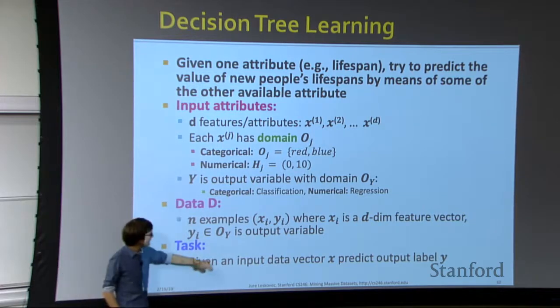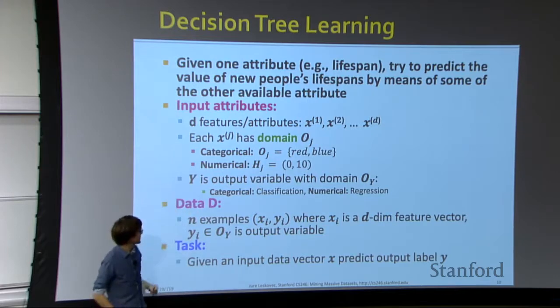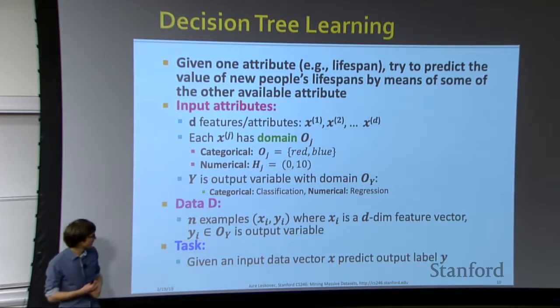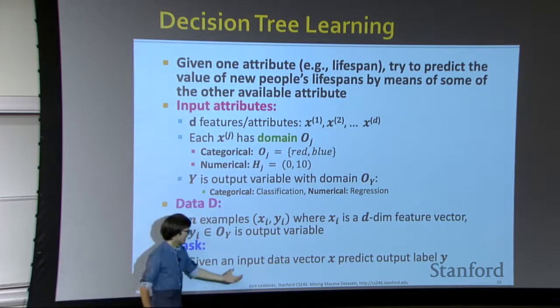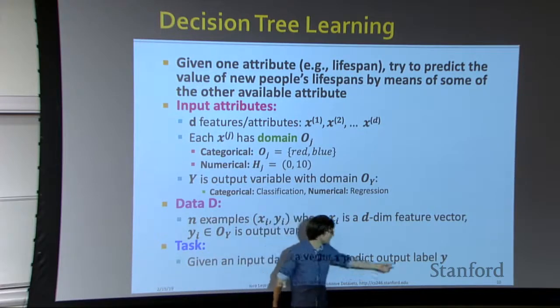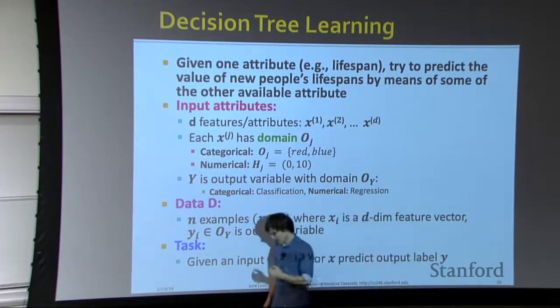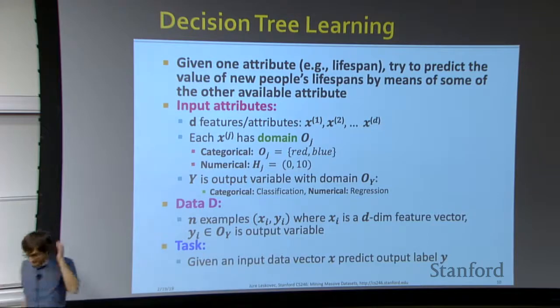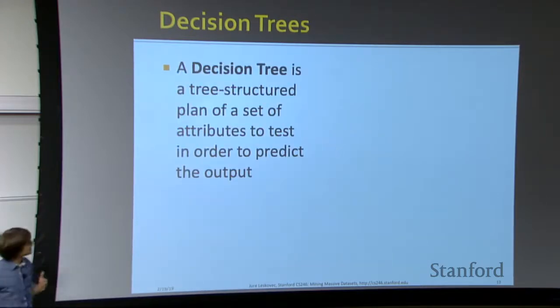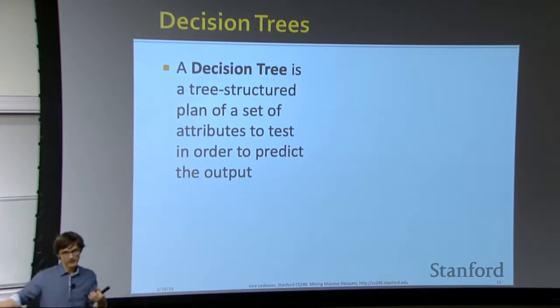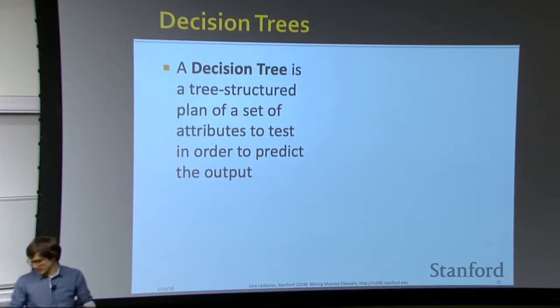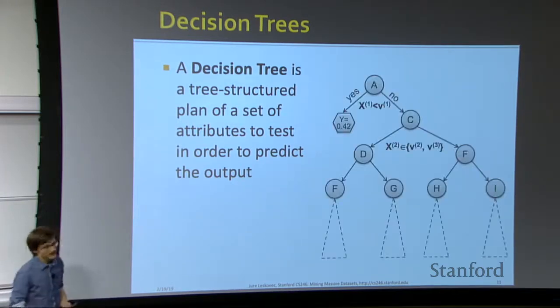And then you are given data, xi comma yi, where xi is this d-dimensional vector and yi is the output variable. The task is, given the input vector x, predict the output variable or label y. So now what is a decision tree? A decision tree is a tree-structured model. Basically, it's a plan that tells you which sequence of attributes to test to determine the output. So here is what I mean by this.